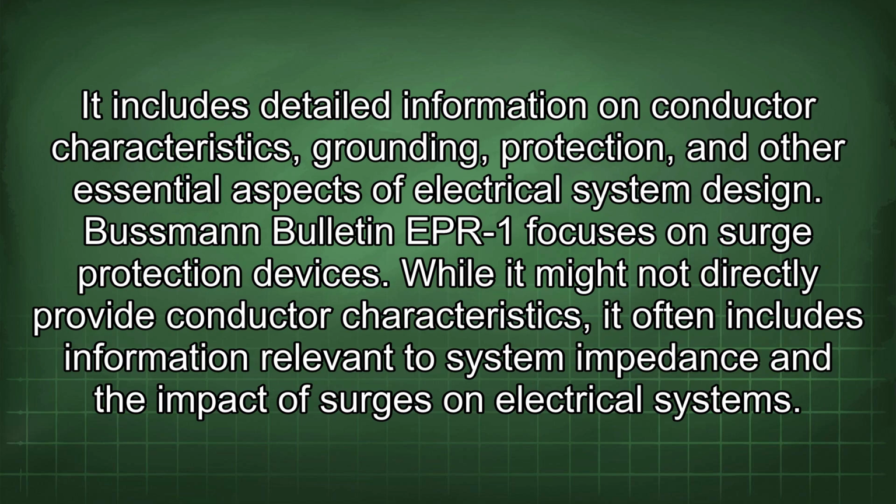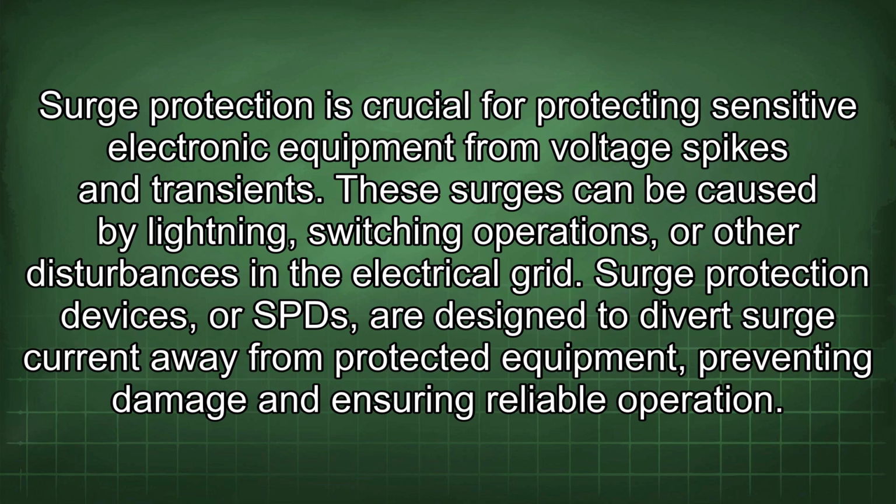Bussmann Bulletin EPR-1 focuses on surge protection devices. While it might not directly provide conductor characteristics, it often includes information relevant to system impedance and the impact of surges on electrical systems. Surge protection is crucial for protecting sensitive electronic equipment from voltage spikes and transients. These surges can be caused by lightning, switching operations, or other disturbances in the electrical grid.